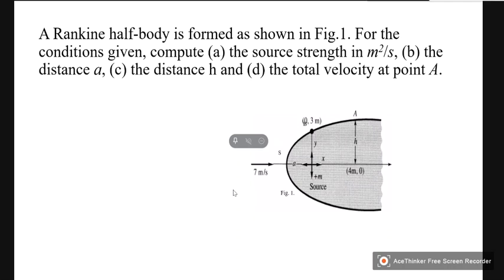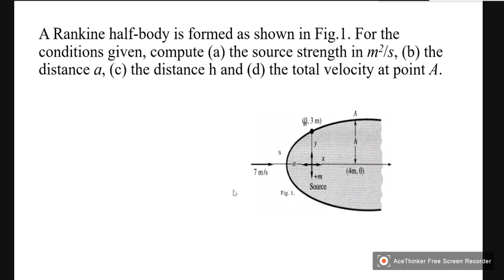Here is the first problem. A Rankine half body is formed as shown in figure 1. For the conditions given, compute the source strength in meter square per second, the distance A, the distance h, and the total velocity at point A.